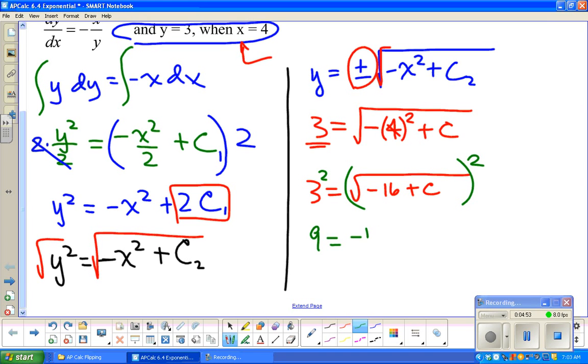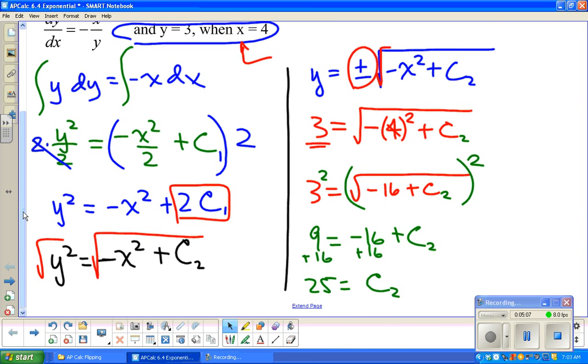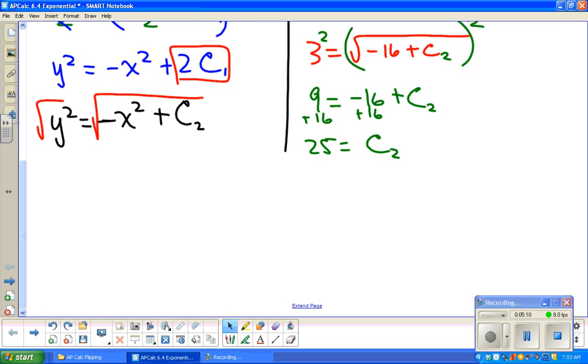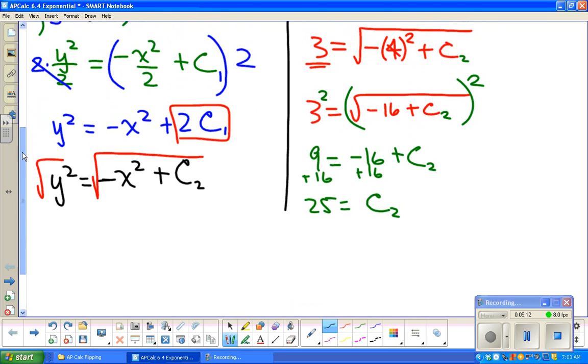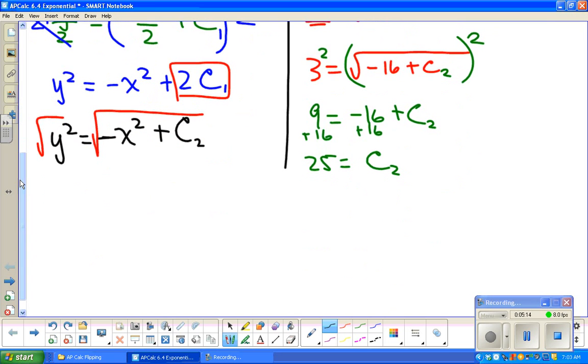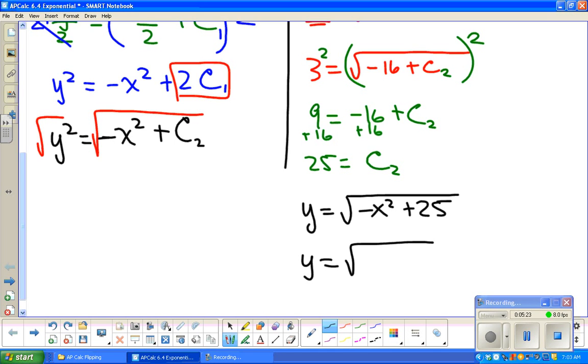9 equals negative 16 plus c. And so we'll add 16 to both sides. So 25 equals c. And all right, for those of you tracking along, those are really c2s. And now it doesn't matter anymore because we're just going to put it in the equation. Okay, so this was y equals the square root of negative x squared plus 25. Most people are going to prefer that to be written something like that.